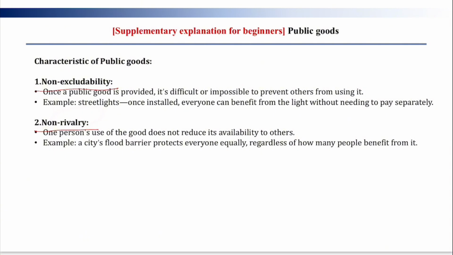Non-excludability means once the public good is provided, it's difficult or impossible to prevent others from using it, like streetlights. Once installed, everyone can benefit from it, and no one needs to pay for it.